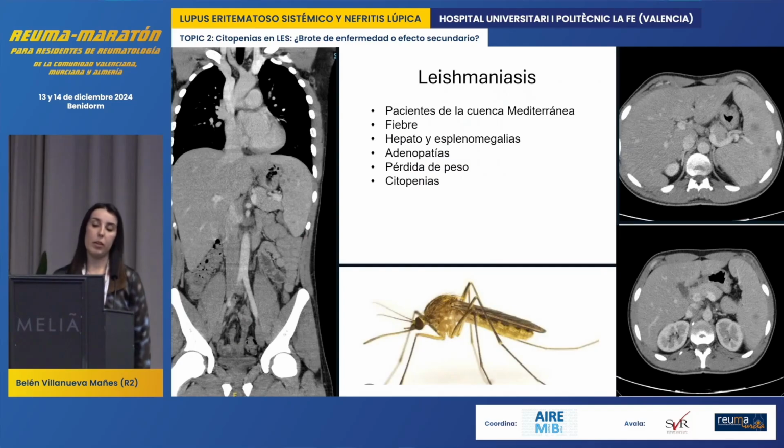And I'm showing this slide because I believe it's a diagnosis we should also keep in mind. Leishmaniasis, especially in patients from the Mediterranean basin who present with cytopenias, fever, and lymphadenopathy. And here I'm showing images of a patient who was hospitalized, immunosuppressed, and developed leishmaniasis with a 15 centimeter splenomegaly, which you can see here.